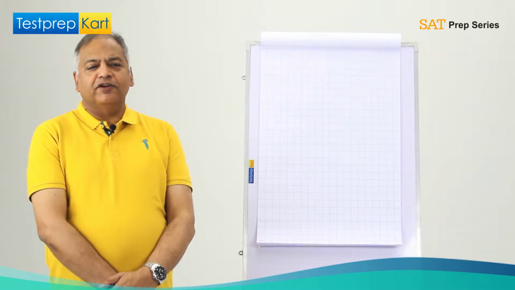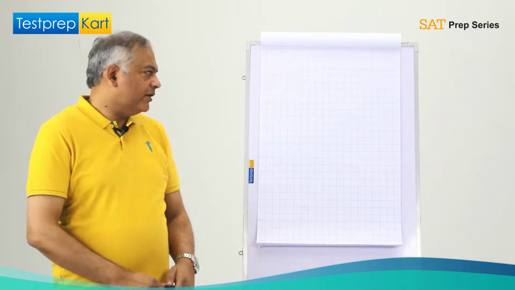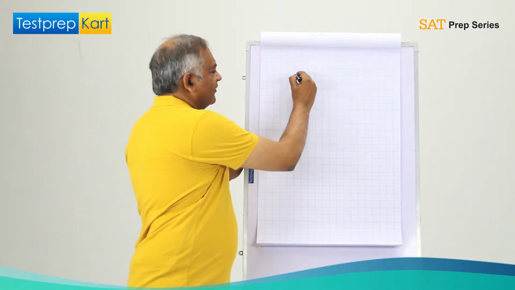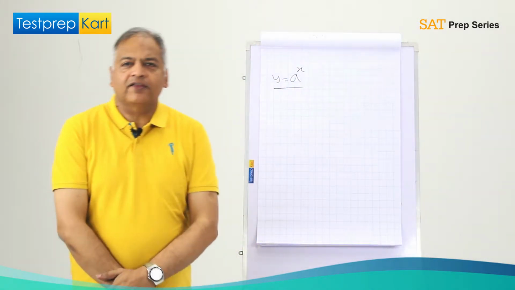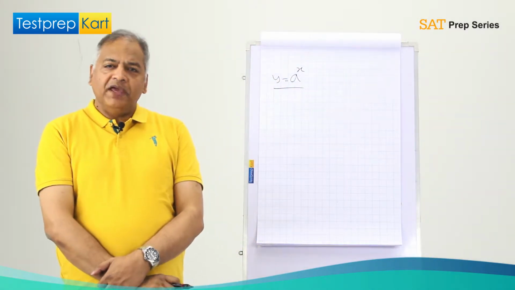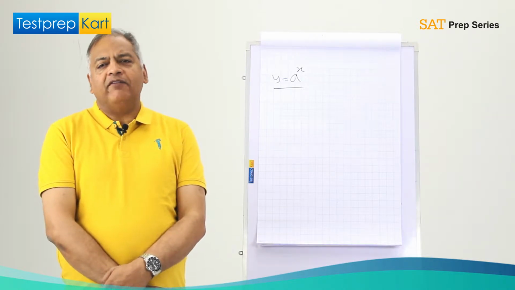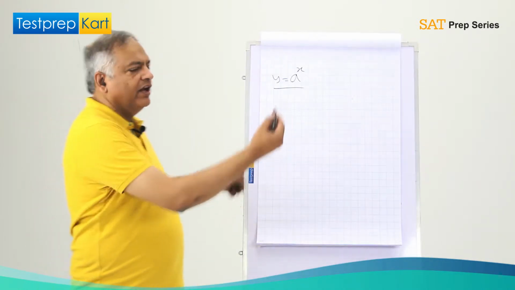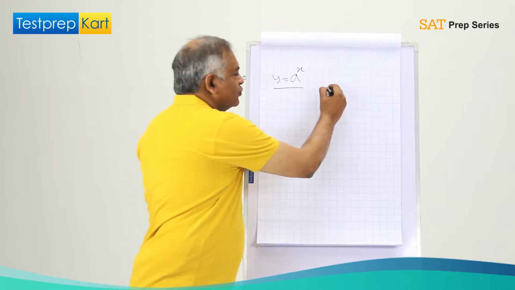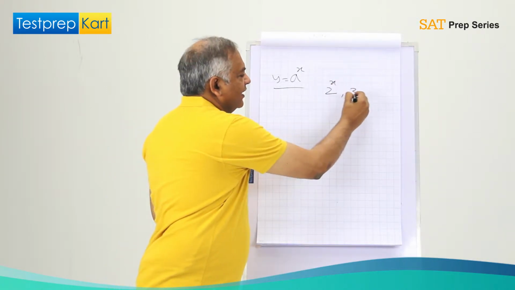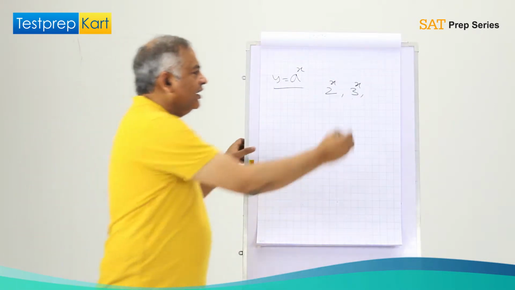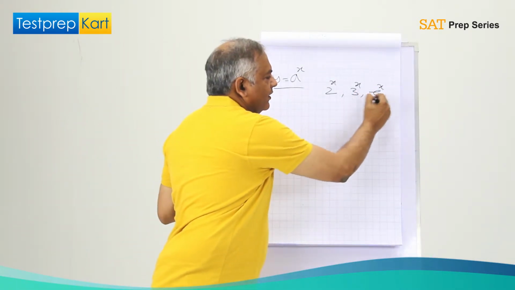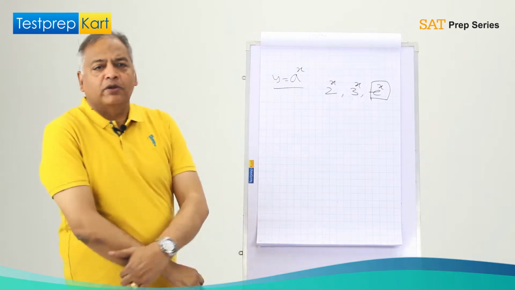Exponential functions are functions which are represented by a to the power x. That is, y is equal to a to the power x. Here, the base is a constant and the power is variable. So, you can have a function something like 2 to the power x, you may have a function like 3 to the power x, but the most popular exponential function is e to the power x.